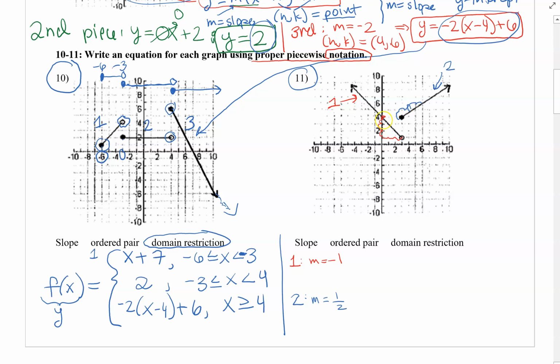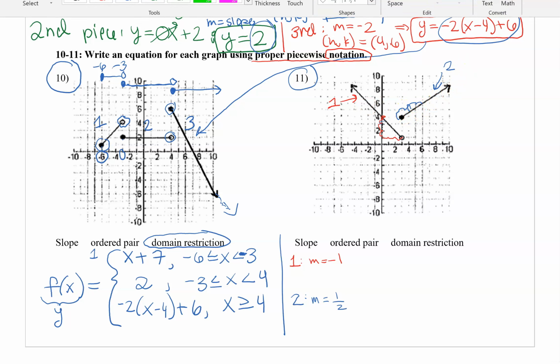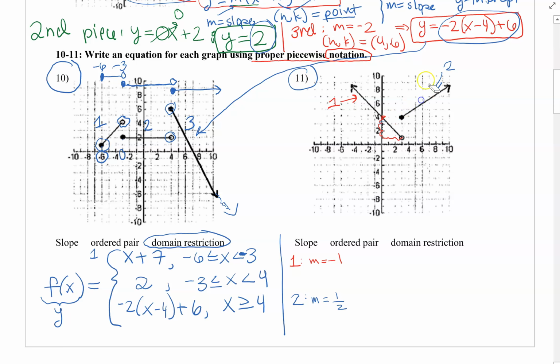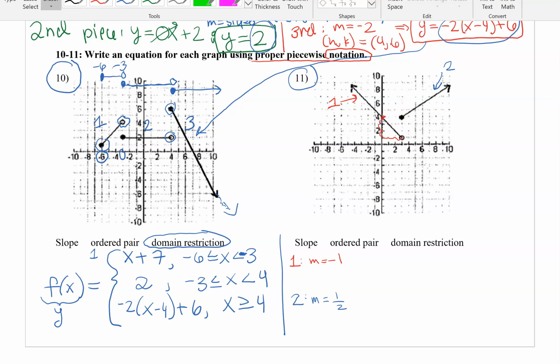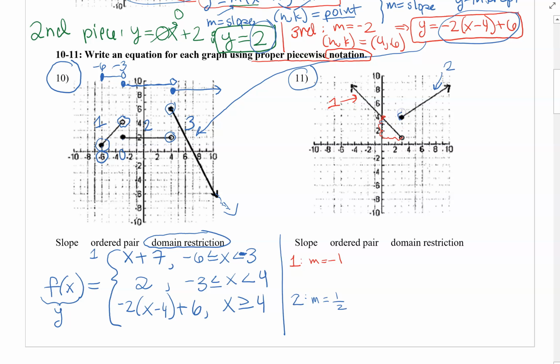Or you can look from point to point. It looks like it's going down 1 and over 1, down 1, over 1, down 1, over 1. So it's got a rise of -1 and a run of 1. So a slope of -1. For the piece number 2, the one that's pointing up and to the right, it looks like on the graph that it has a rise of 1 and a run of 2. It looks like it's going from here up 1 and then over 2 to get to its next point, and then from there going up 1 and over 2 to get to the next point, and so on and so forth. So it looks like it has a slope of 1/2.